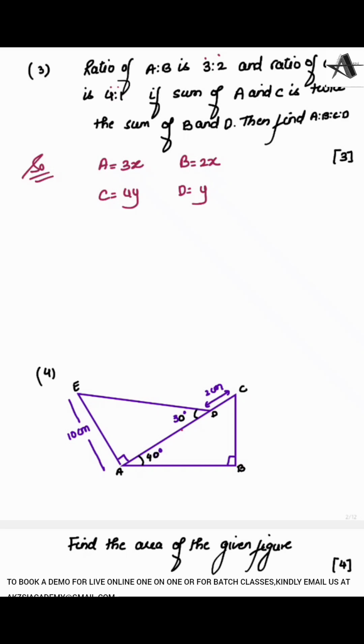Now there is a relationship given that the sum of A plus C is twice B and D. That is, the sum of A plus C is 2 times B plus D.